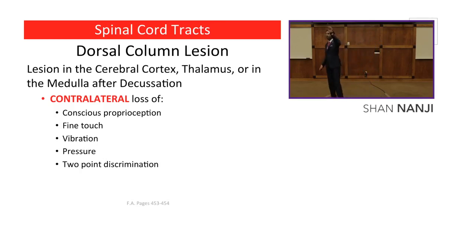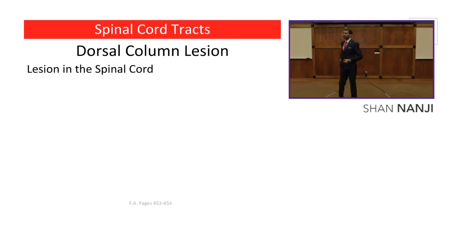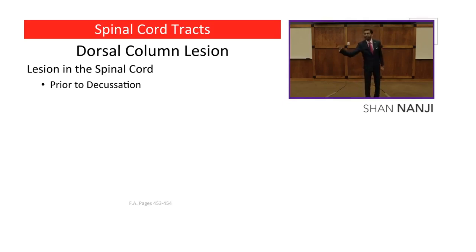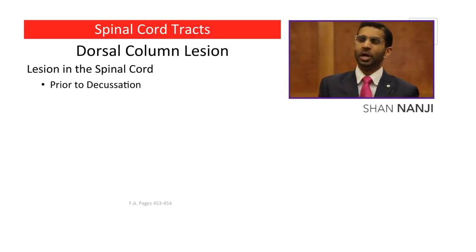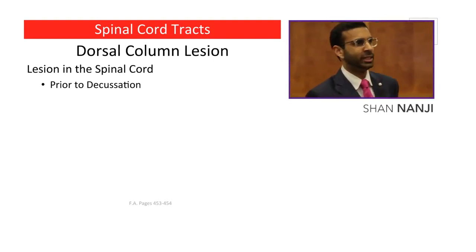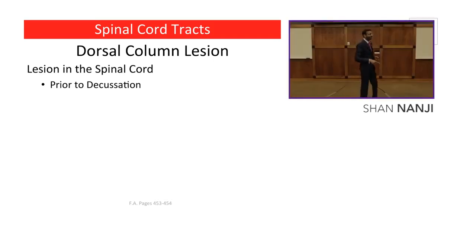discrimination. And if you are above the decussation in the medulla, above, opposite, it will be an opposite or contralateral loss of those sensations. Which means that if you have a lesion in the spinal cord prior to the decussation or below the decussation, it will be the same. Below, same. Say it. Below, same. So we said if it's above the decussation, it's opposite, which means if it's below the decussation, it's the same. So say it again. Above, opposite. Below, same.